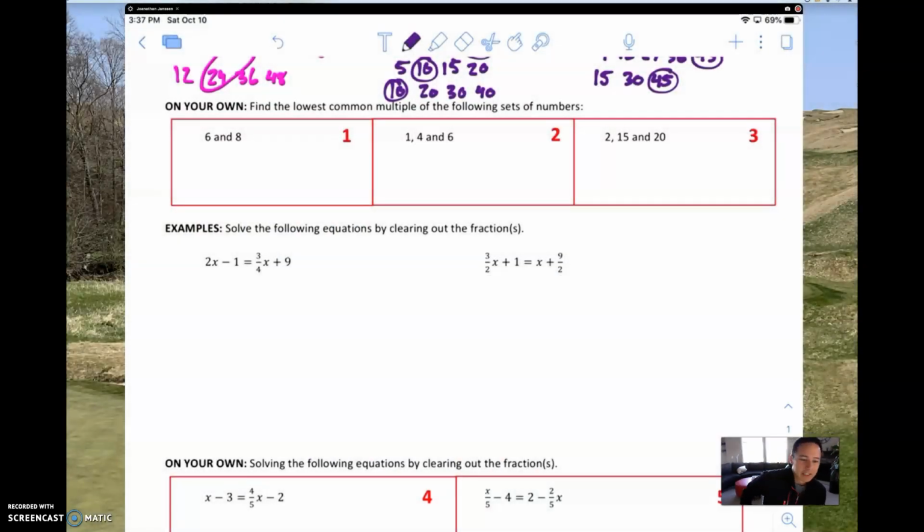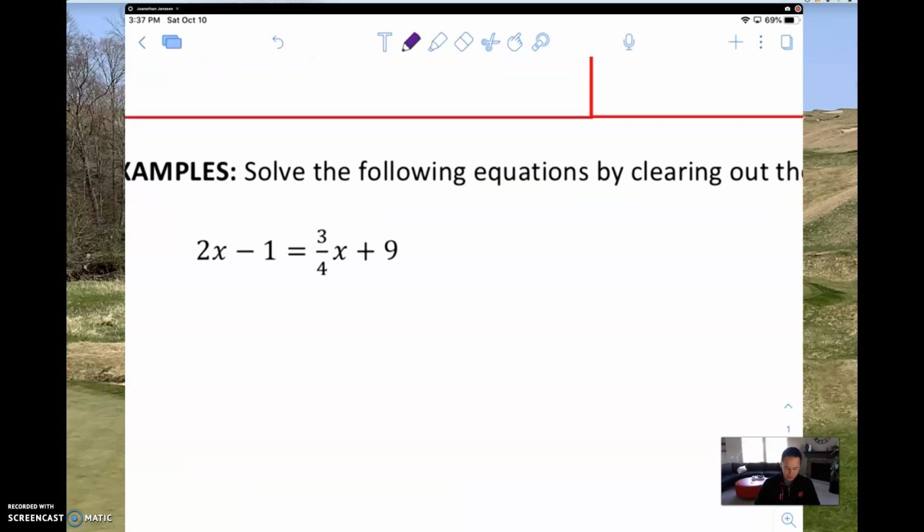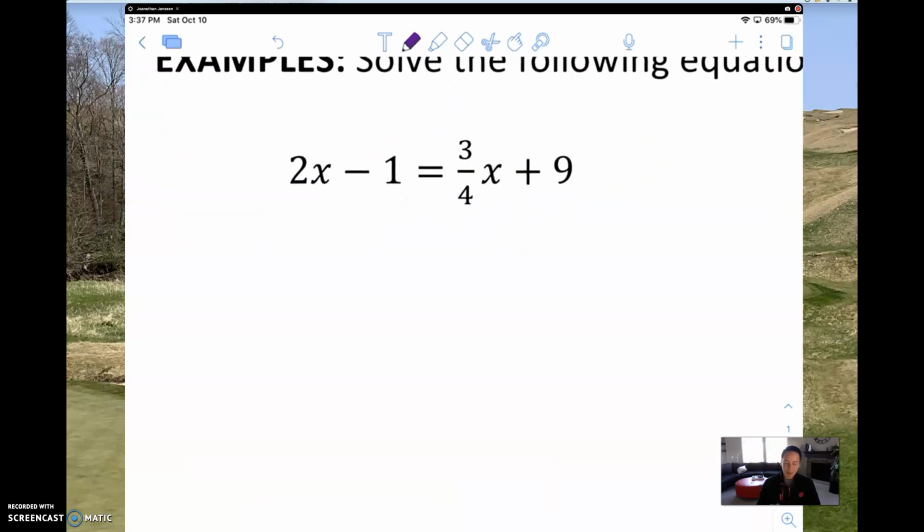All right, we want to start by solving the following equations by clearing out the fractions. So what I'm going to do here, and it'll get more difficult later, is look at the denominator. In this case, the bottom number of that fraction that I see is a 4. So all I have to do to get rid of it is multiply both sides by 4. Because if I'm dividing by 4 and times by 4, those 4s are going to cancel out. And then that denominator is gone.